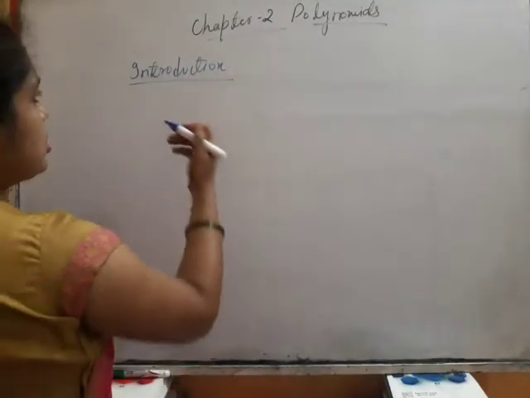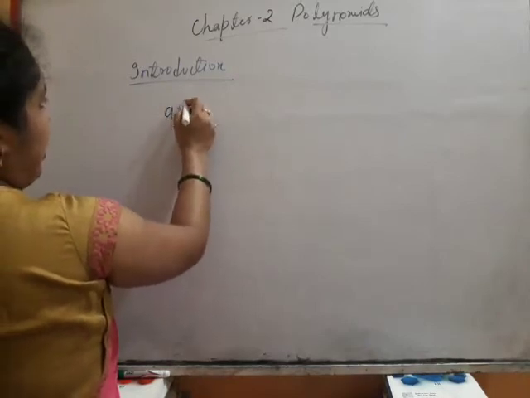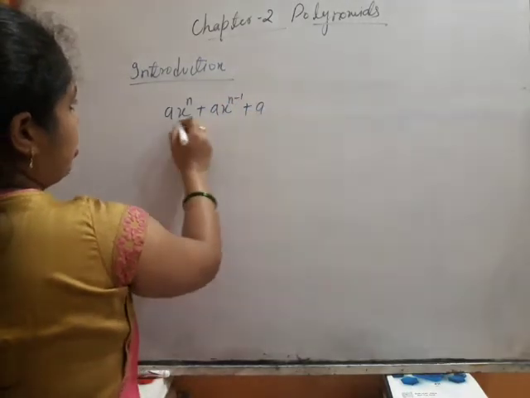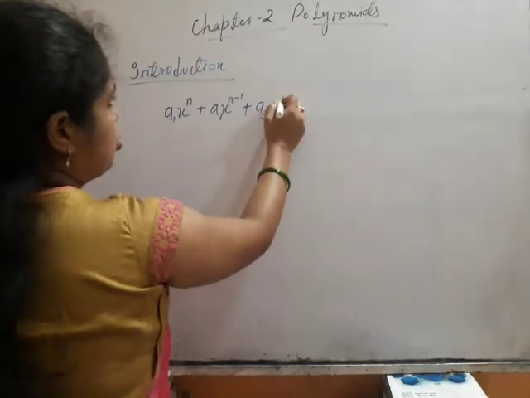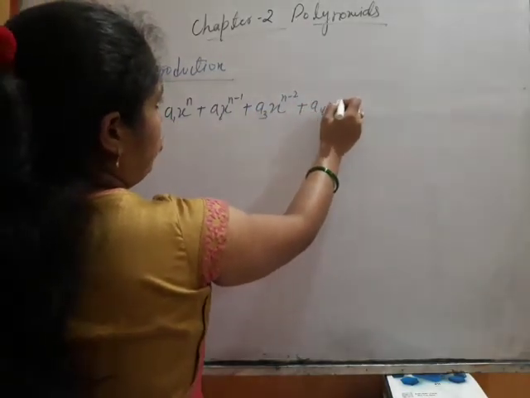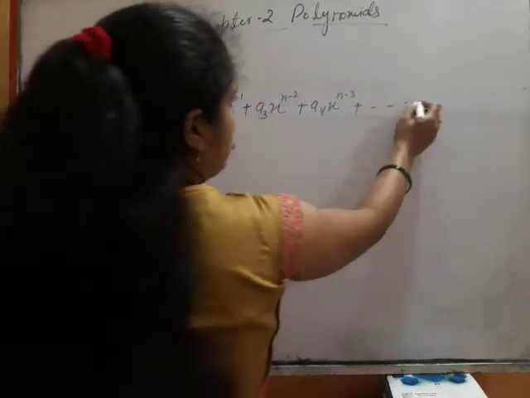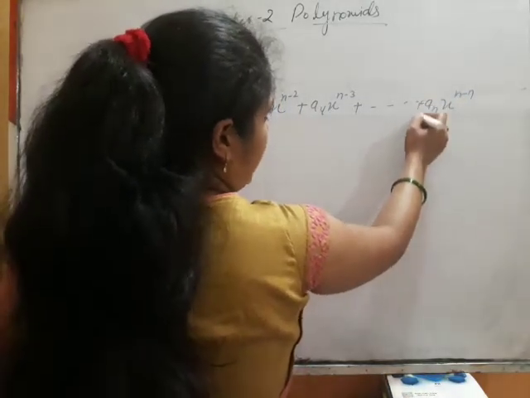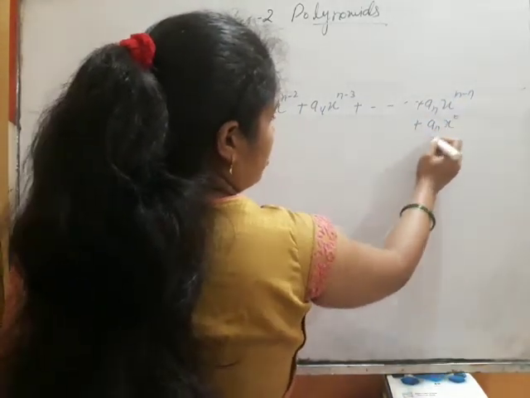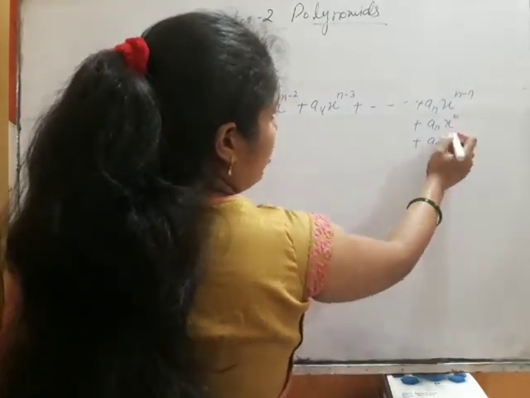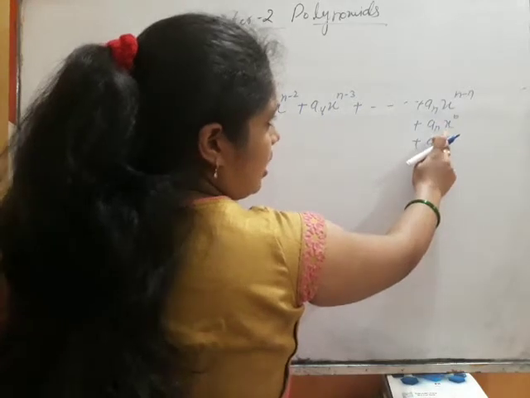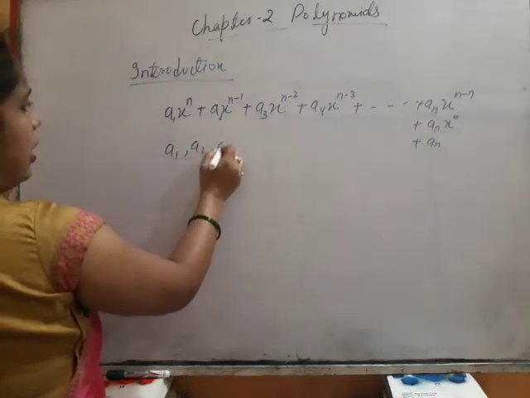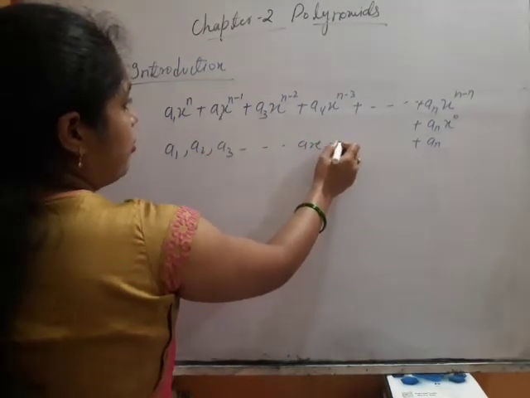What are polynomials? Polynomials are of the form a1 x raised to the power n plus a2 x raised to the power n minus 1 plus a3 x raised to the power n minus 2 plus a4 x raised to the power n minus 3 and so on, plus an x raised to the power 0. Here only 1 will be there, because if the power of anything is 0, the value is 1, okay, where a1, a2, a3 are real numbers.